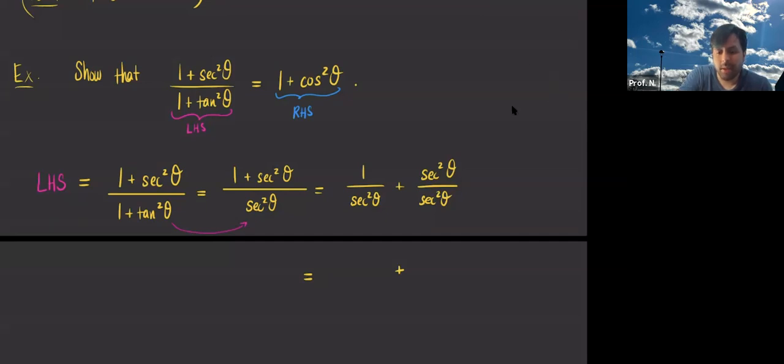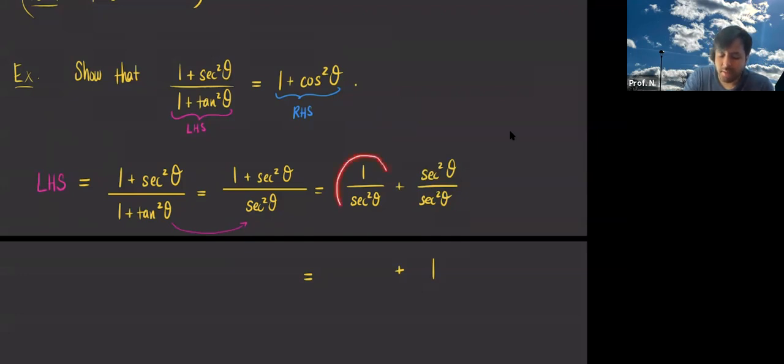Anybody, what is something divided by itself? It's going to be 1. Of course, Felipe, yes. This is 1. Anything divided by itself other than 0 is 1. Doesn't matter what it is. So secant squared theta divided by itself is 1. And then what is 1 over secant squared theta?